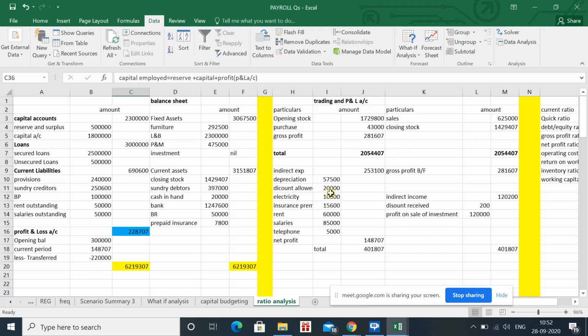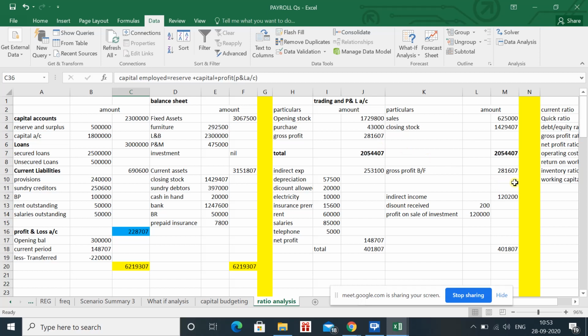Then for the P&L also you can see that we have written some values in the inner column, and in total we have written the value for the outer column. We have written all the indirect expenses done by the organization and indirect income earned by the organization. To start, that is to write the values, whatever we have got in the gross profit we have transferred to the P&L account. You can see that 2,81,607 and 2,81,607, these two values are similar.